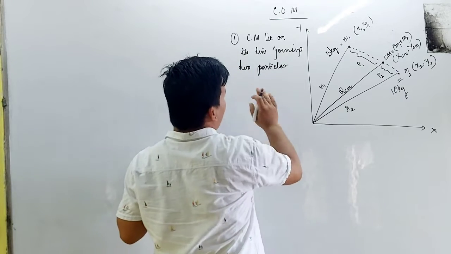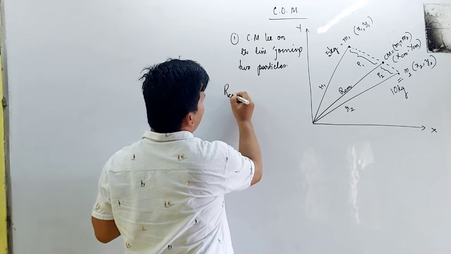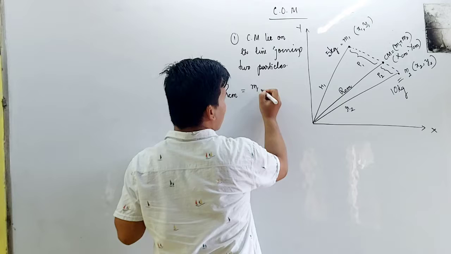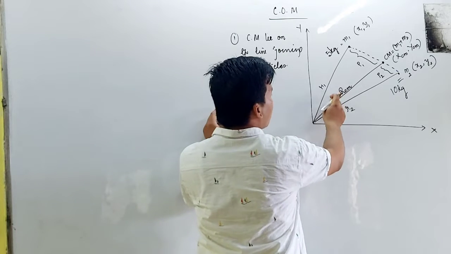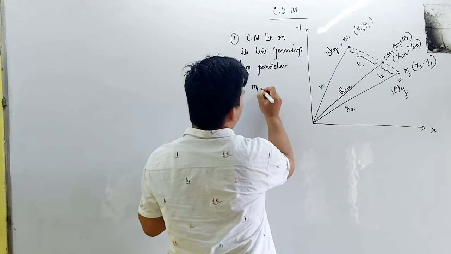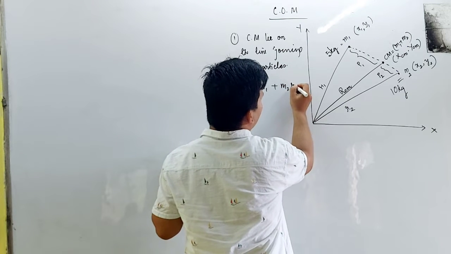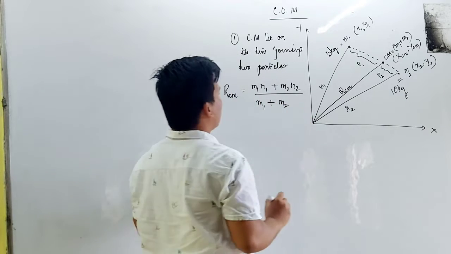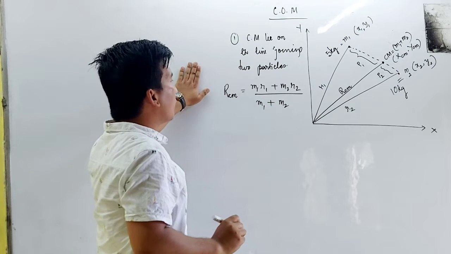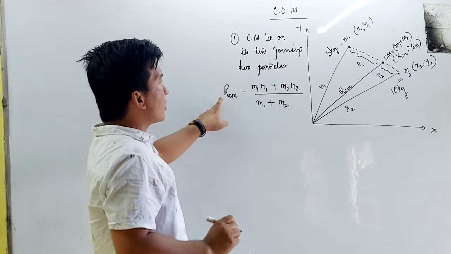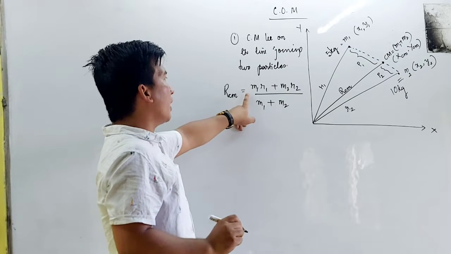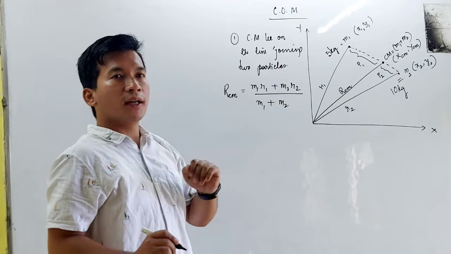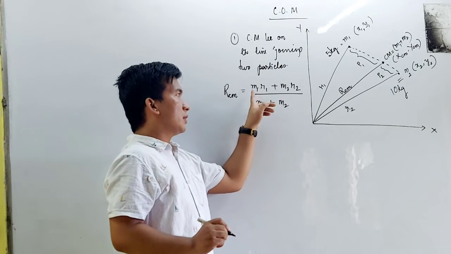Now remember, as I told you yesterday, RCM will be equal to M1 R1 plus M2 R2, considering the respective distances, divided by M1 plus M2. Here, very simply, the distance of the center of mass from the origin is calculated using this relation. This M1 R1 is known as, M1 is a physical quantity.